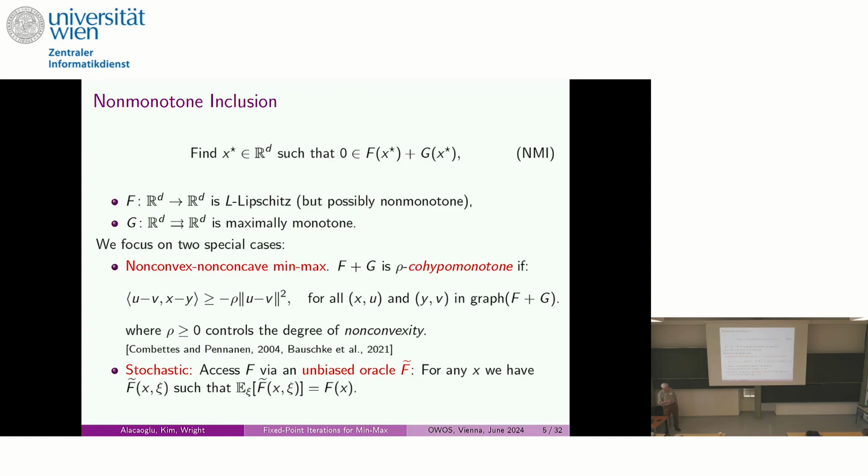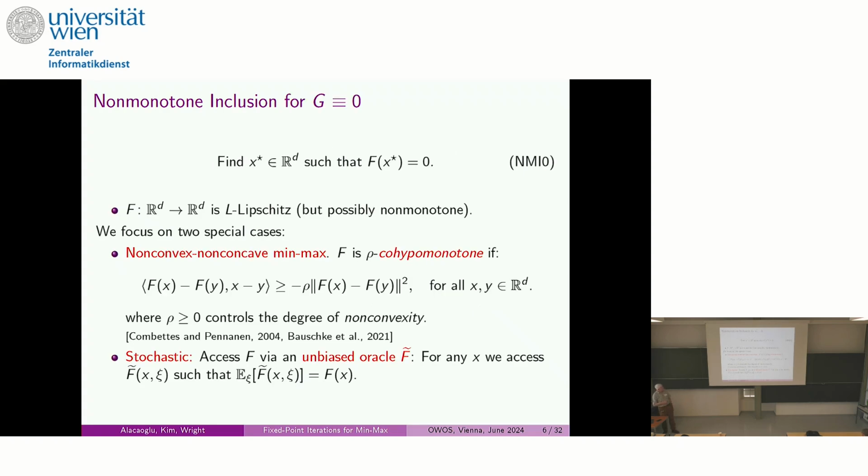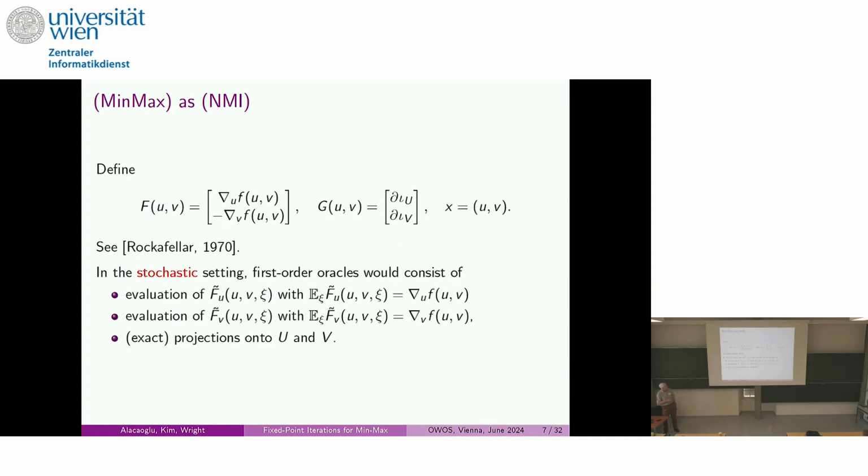The other thing I'm interested in, going back to the more general case in the previous slide, is the stochastic case where we only have oracle access to F. We're not able to evaluate F exactly, but we can evaluate an unbiased oracle, which is also a function of a random variable, such that the expectation over the random variable equals the exact value. So I'm going to talk a lot about those two cases.